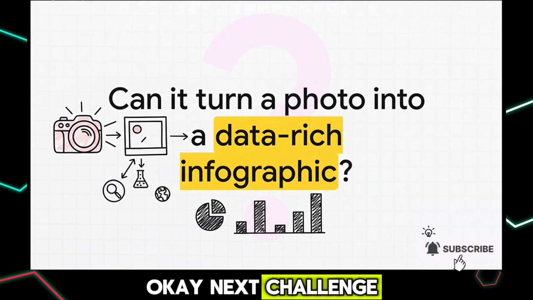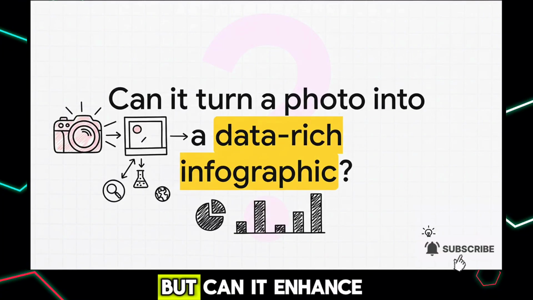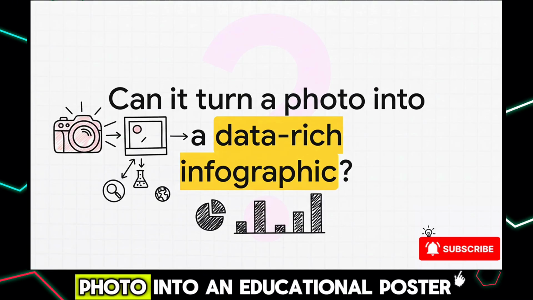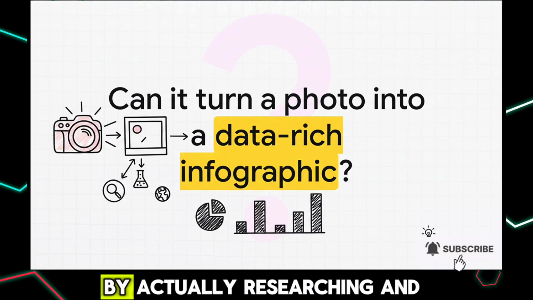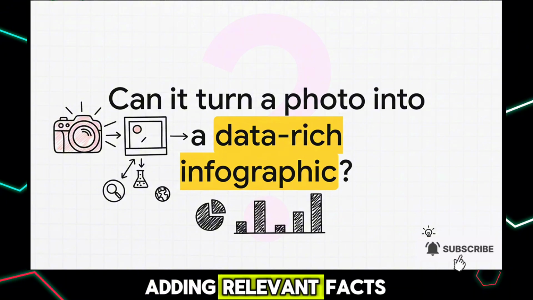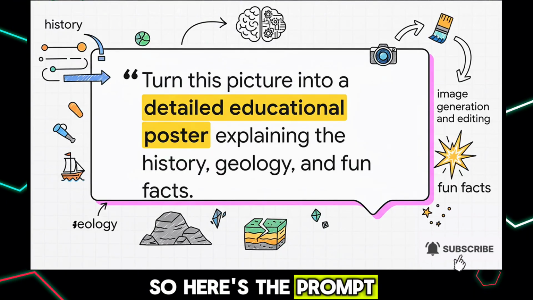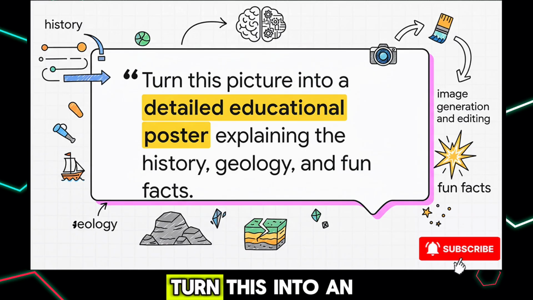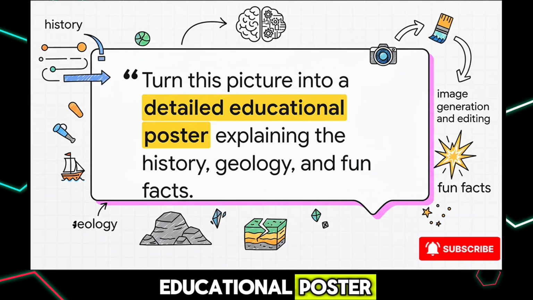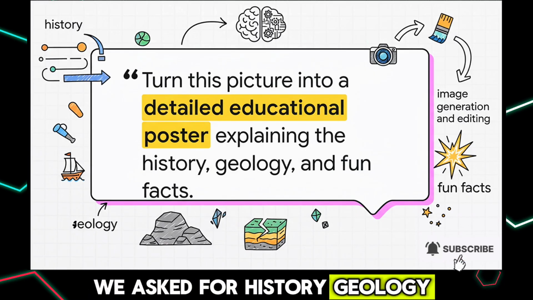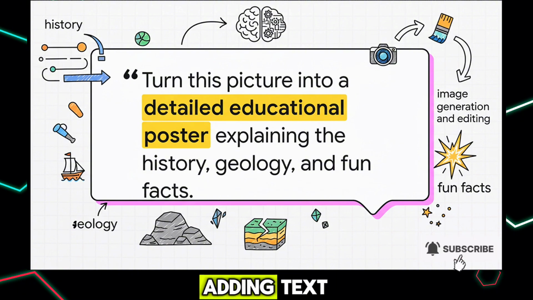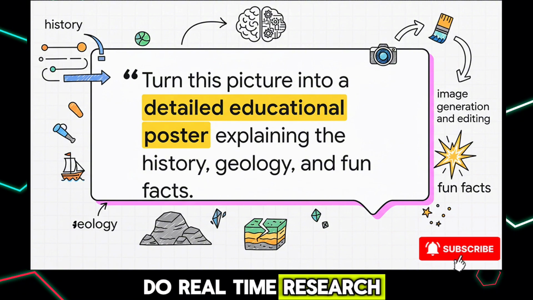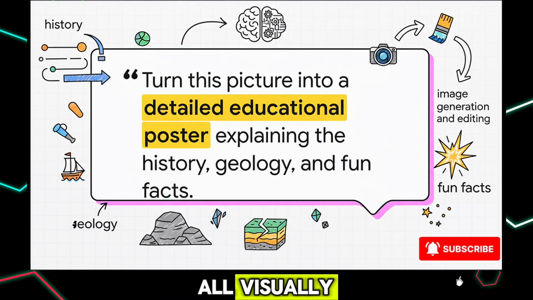Okay, next challenge. It can create things from scratch, but can it enhance what's already there? Let's see if we can get it to turn a simple photo into an educational poster by actually researching and adding relevant facts. So here's the prompt we used. We gave it a photo of Petco Park in San Diego and said, turn this into an educational poster. We asked for history, geology, fun facts. This isn't just about adding text. The AI has to recognize the location, do real-time research, and then present it all visually.